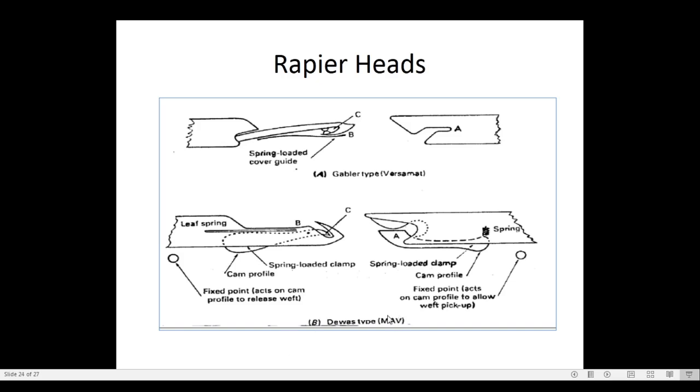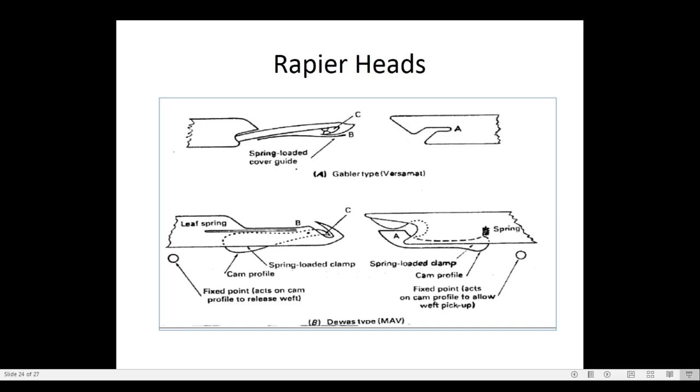So we have seen the concept of the Dewas rapier system and the Gabler rapier system. That is a classification of rapier systems. The machine may be Dewas or the machine may be Gabler. So we have to make a selection like this: either you purchase a Dewas type of rapier machine or a Gabler type of rapier machine.